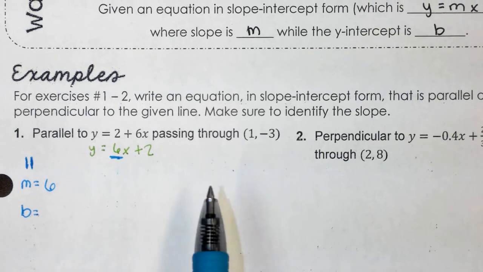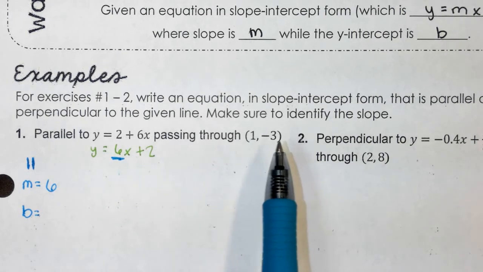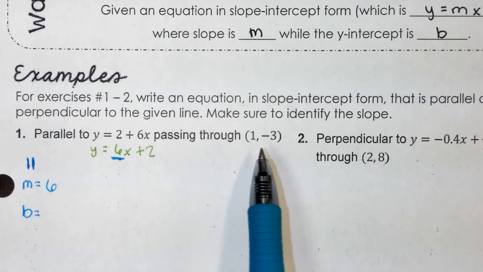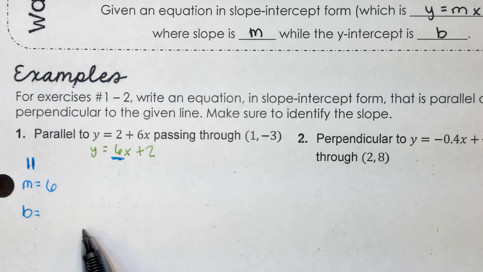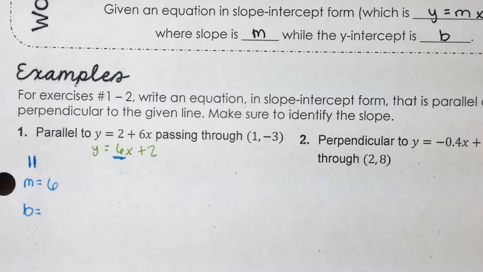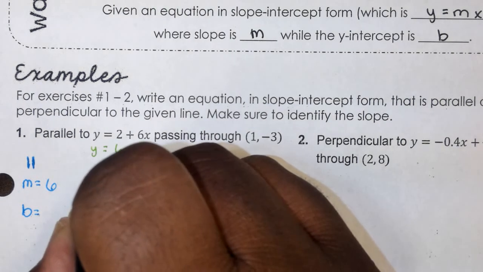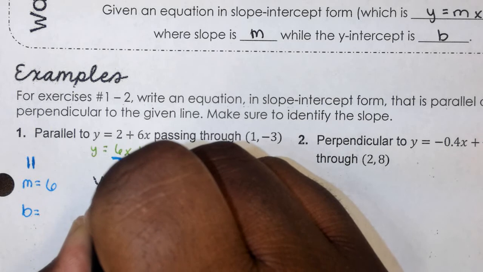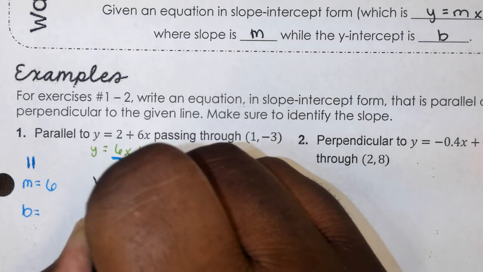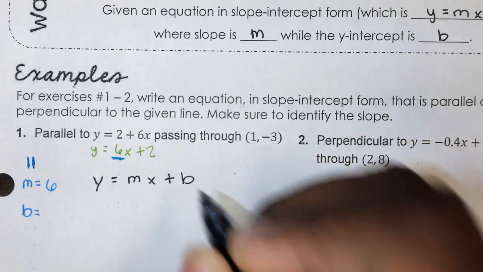They didn't give you B for the other line, the y-intercept, but they did tell you a certain point that this line passes through. This parallel line that we're about to write an equation for passes through the point 1, negative 3. So I want you to see something before we use it. The slope-intercept form equation in variable form says y equals mx plus b.